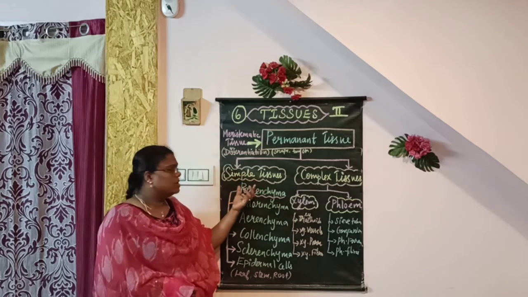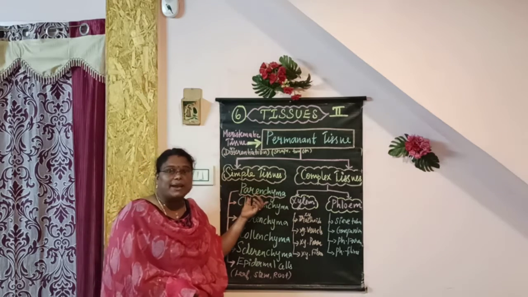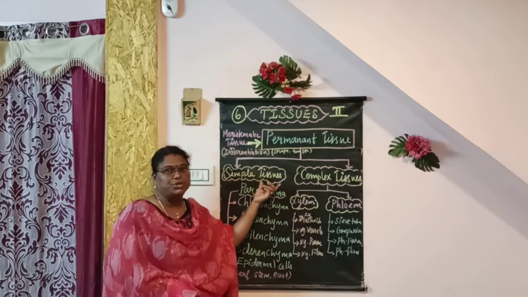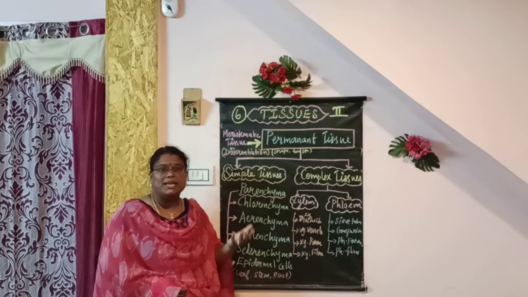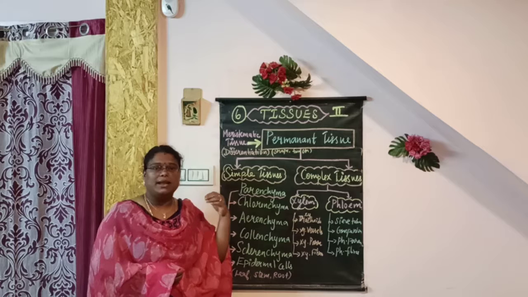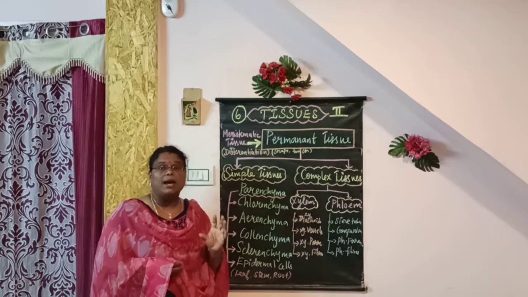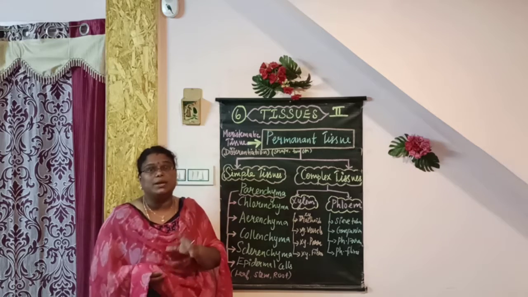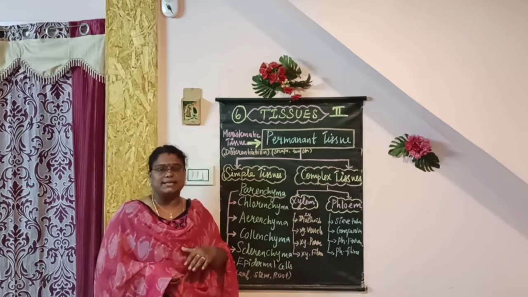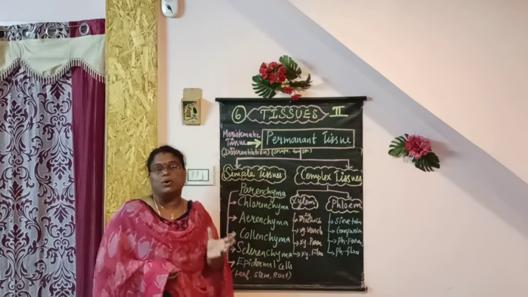In simple permanent tissue, one important cell is called parenchyma. Parenchyma is the type of simple tissue which forms the basic packing tissue in all parts of a plant like stem, root and leaf. It is a live cell, and it is arranged with many intercellular spaces. Intercellular spaces are nothing but spaces between the cells. Parenchyma cells provide support and also store food.